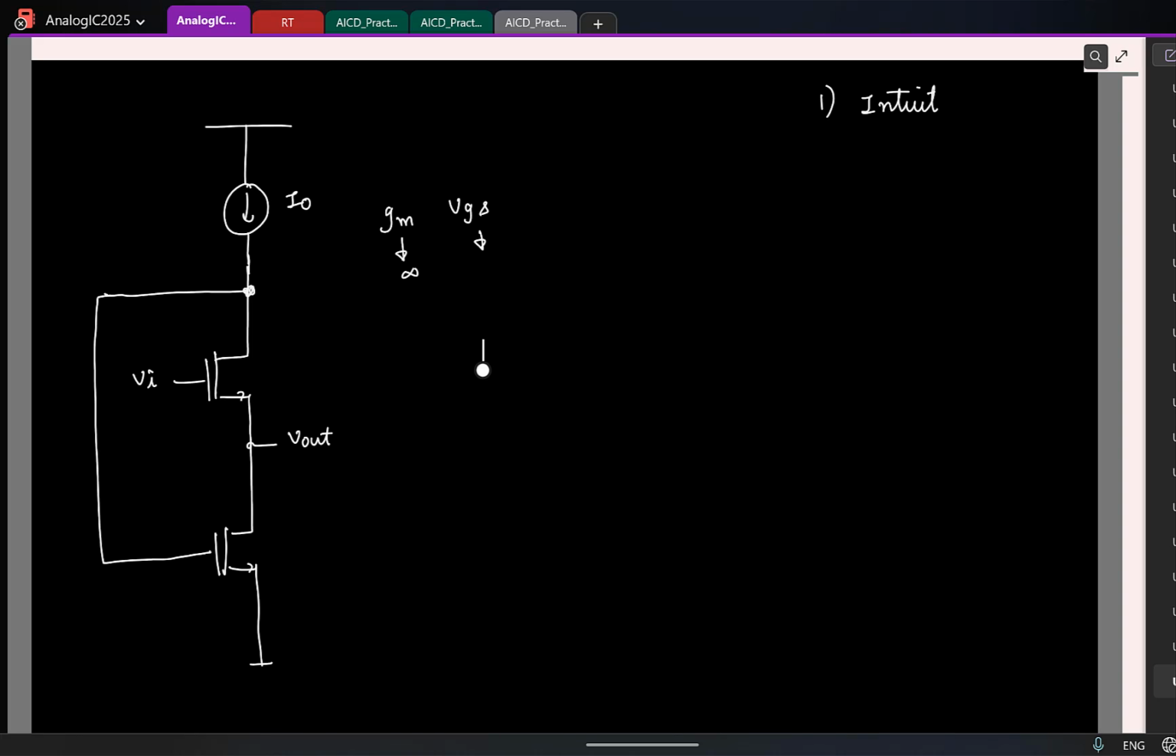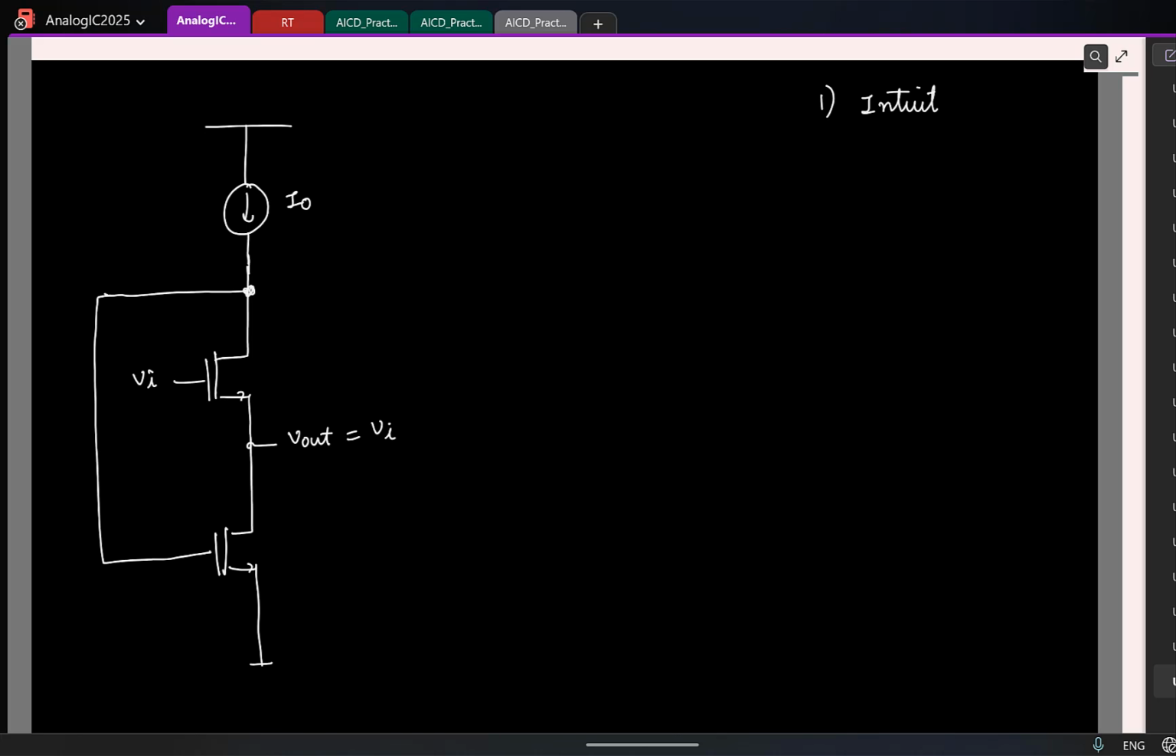What is the small signal drain current in a transistor? gm VGS. I know the circuit is all fine, so currents are finite. If current has to be finite and gm is infinity, VGS must be 0. If VGS for this transistor is 0, what is my small signal Vout? So at least you know what is the functionality. This is basically acting like a voltage buffer. That's all. So at least you know what the circuit is doing now.